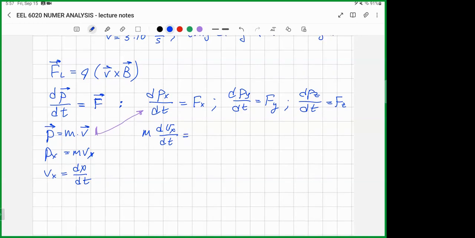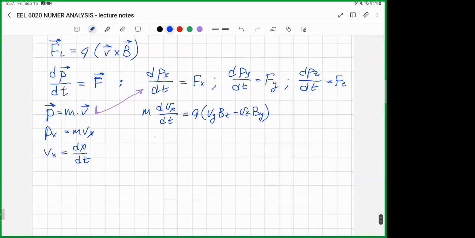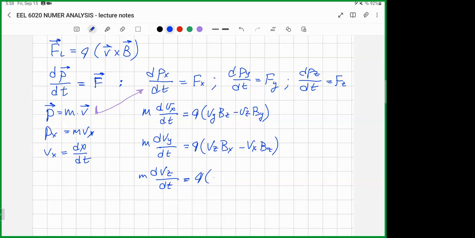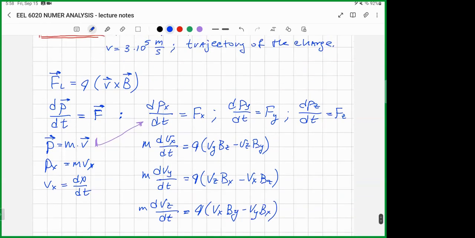for the force, I substitute the Lorentz formula, right? So it's going to be Fx, which is Q times (vy Bz minus vz By). Okay, for the second component, the y component, I get m dvy over dt equal to Q, and for the y component of the Lorentz force, it's going to be (vz Bx minus vx Bz). And finally, for the z component, it's equal to Q (vx By minus vy Bx), okay?